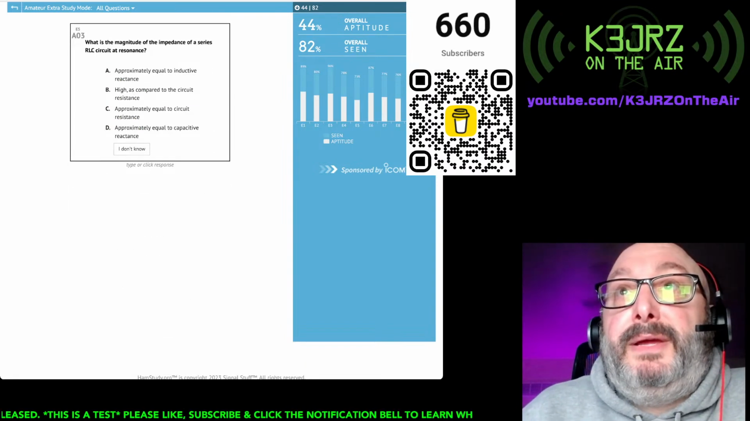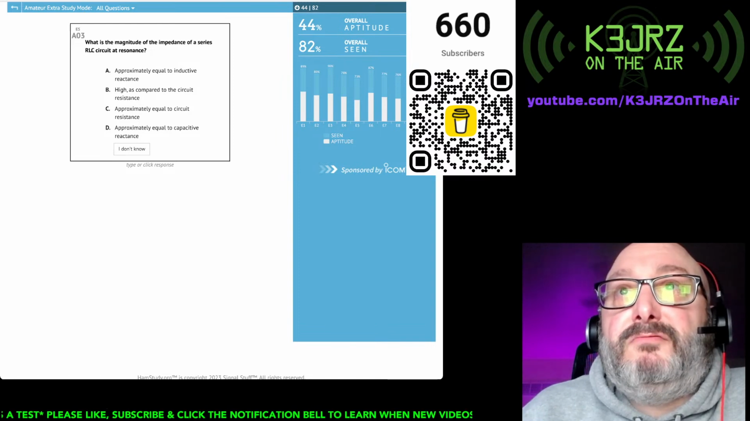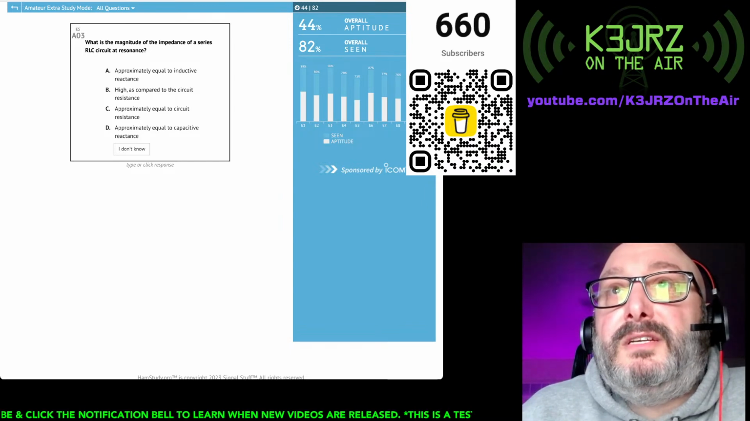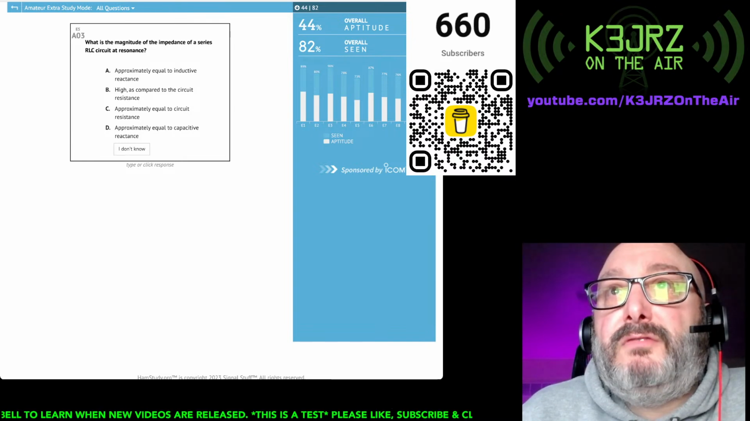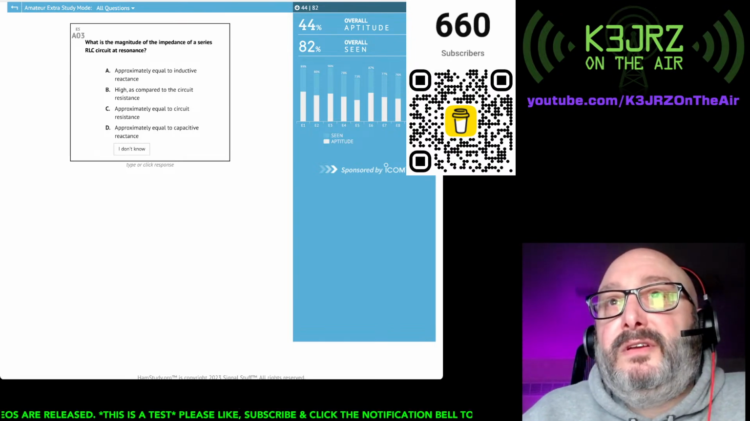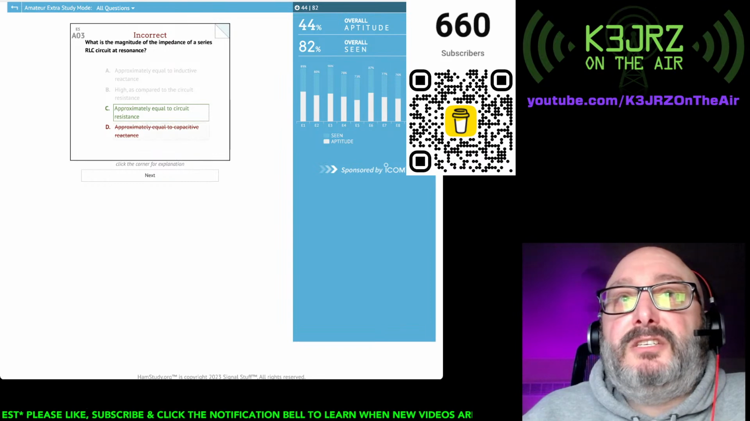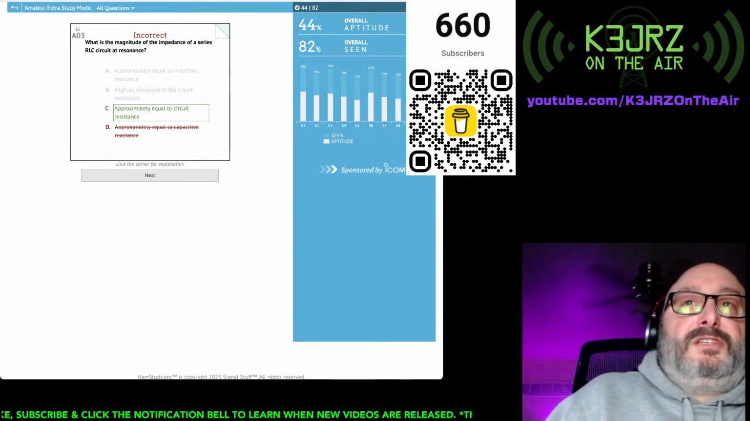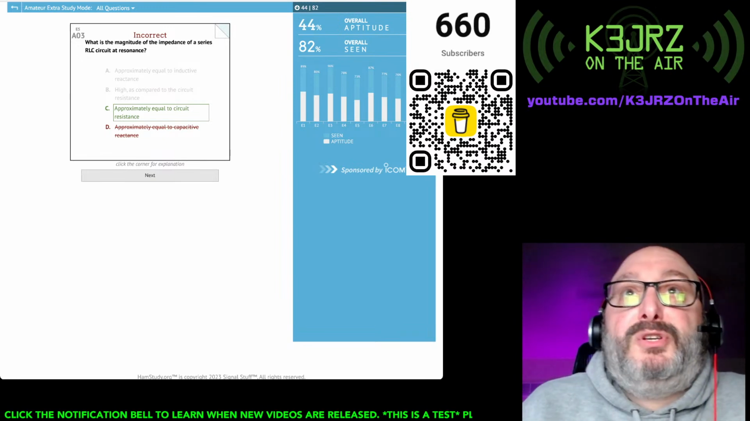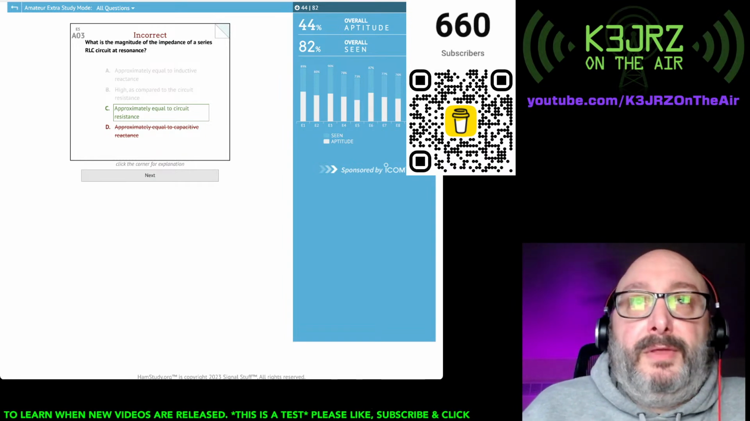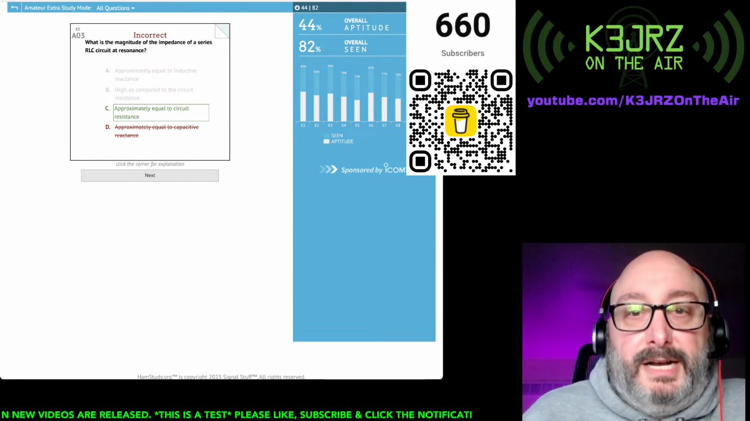What's the magnitude of the impedance of a series RLC circuit at resonance? I might have seen this one before. Approximately equal to inductive reactance. High as compared to the circuit resistance. Approximately equal to the circuit resistance. Approximately equal to the capacitive reactance. Oh, no, no. Approximately equal to circuit resistance. All right. So when are you going to use this in your daily extra amateur radio career? Never. It's like, when the hell are you going to need physics level calculus when you're going to look at rocks all day?